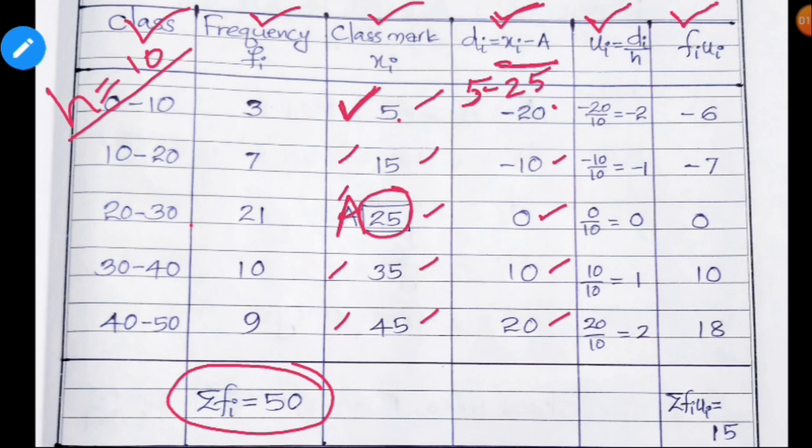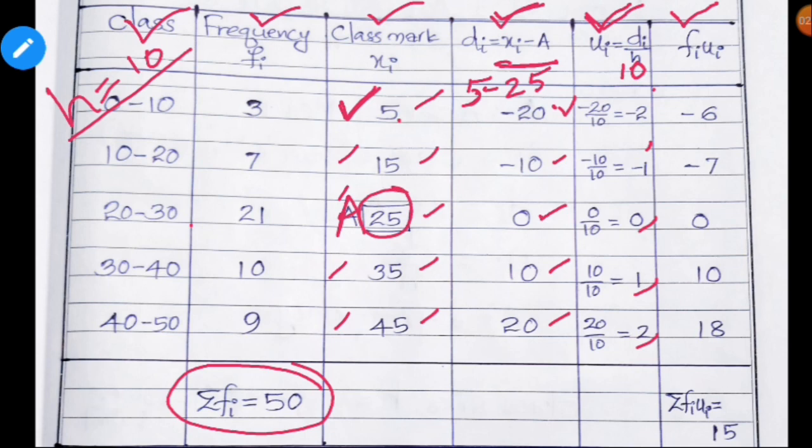Now the next step is ui equals di by h. h we already found, h is 10. So di by 10. These are the di's in the fourth column, so fourth column by 10. First it is minus 20 by 10, which is minus 2. Then minus 10 by 10 is minus 1. Then 0 by 10 is 0. 10 by 10 is 1, and 20 by 10 is 2. So these are the ui's.